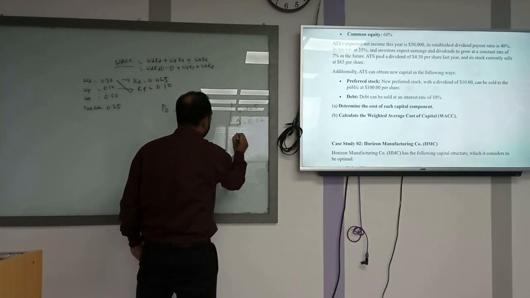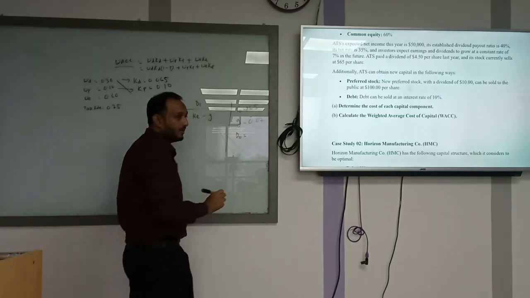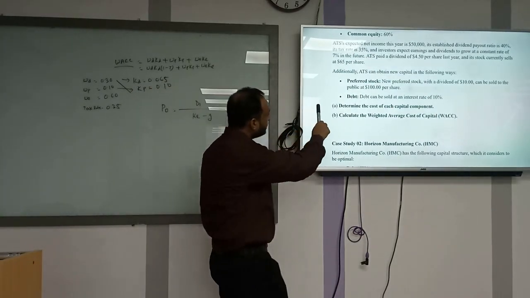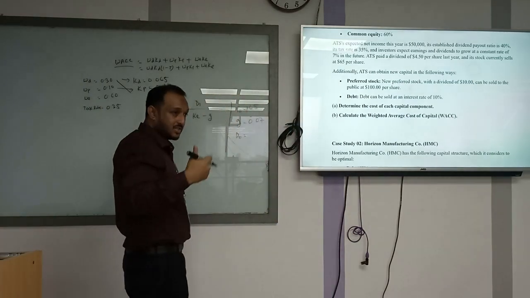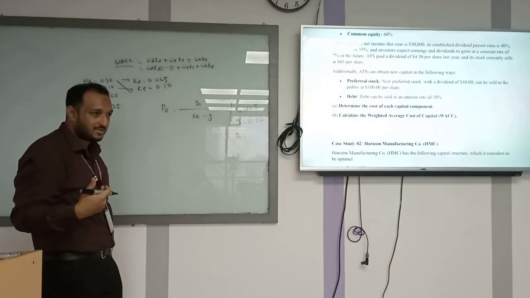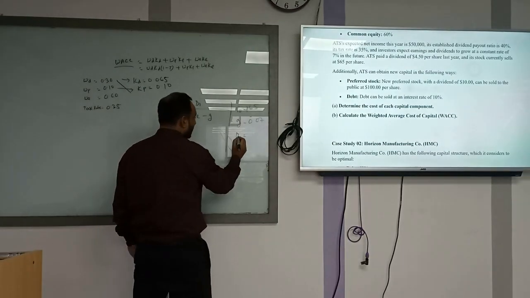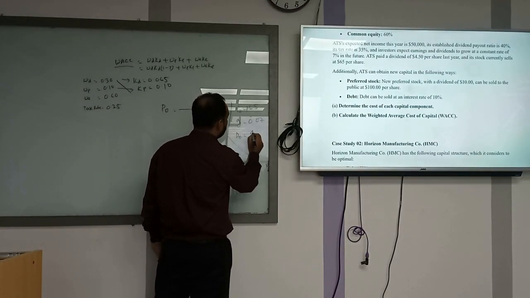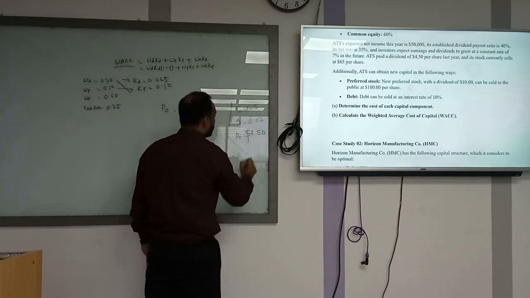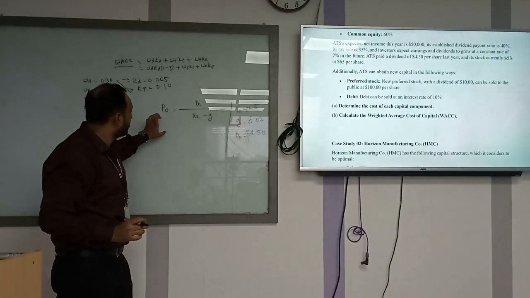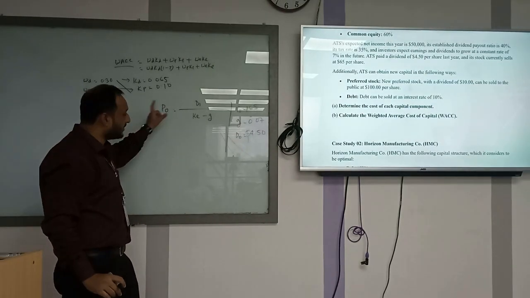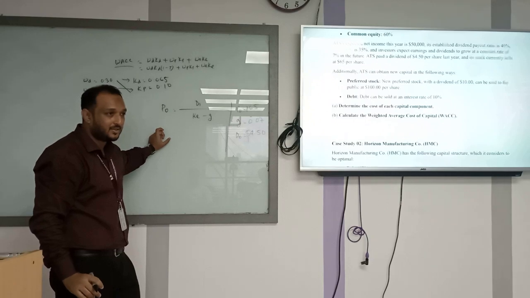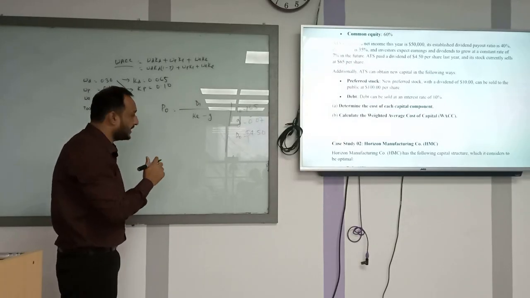And what else is given? Dividend D naught is given, right? Look at D naught, it is 4.5. The company paid a dividend of $4.5 per share last year. So all the information is given except KE, and we need KE. If I rearrange this formula, I can easily calculate KE.